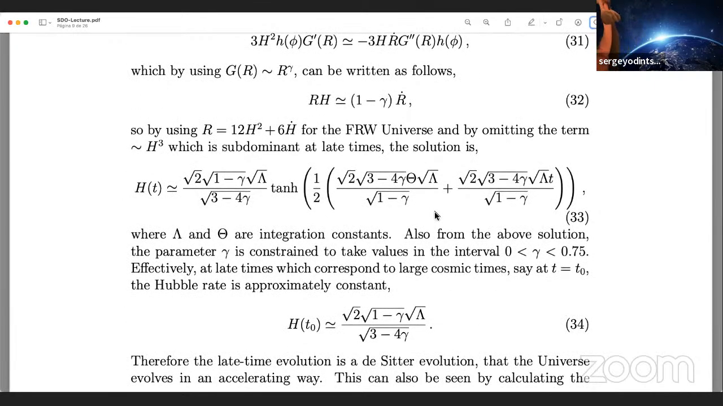So if we approximately solve this equation, we get a Hubble rate which is approximately constant. So we have nearly de Sitter space, and the late-time evolution of the universe is de Sitter evolution. In such a description, we get a very interesting result: within the same theory, we have a description of inflation together with dark matter. At the same time, non-minimal coupling of dark matter with curvature gives us the correct dark energy epoch.